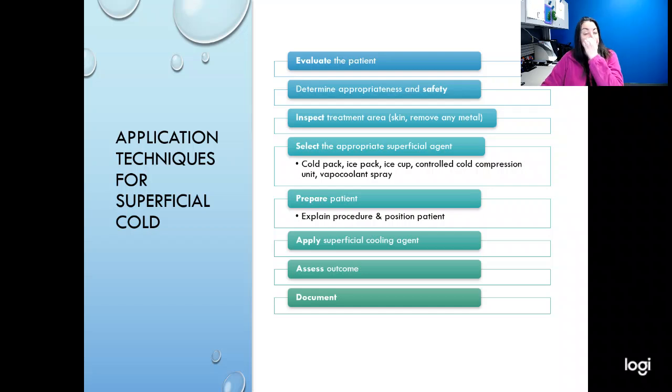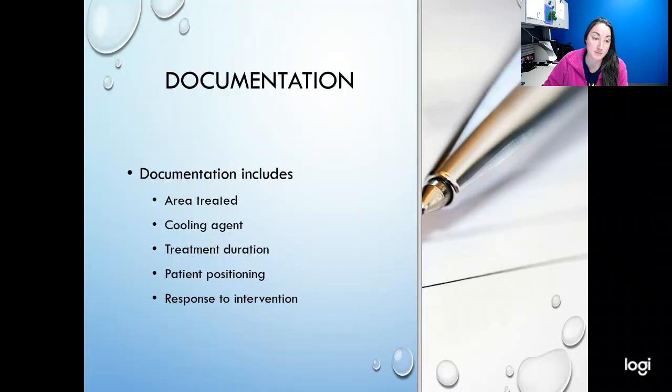Then you prepare the patient by telling them what you're going to do and positioning them. You apply whatever agent you've chosen, you assess them, and you document what you found. The things that you document include the treatment area, what agent you used, how long you used it, treatment duration, patient positioning, and the response to intervention.